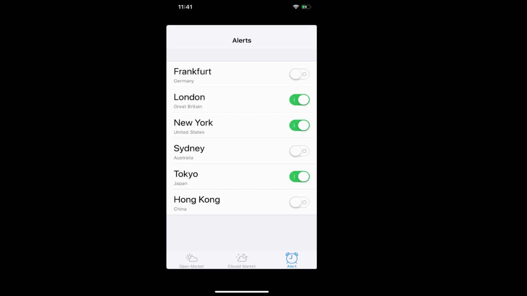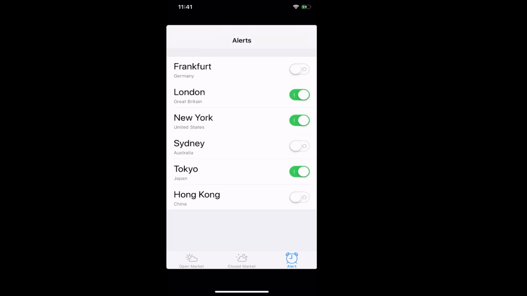Right now I've got the sessions that I want to be notified about, which are the London session, the New York session, and the Tokyo session. Those are the 3 sessions that I have turned on. When the session starts, it will notify me that the London session has just begun, or the New York session, or the Tokyo session. If you want to be notified when the German session begins, you can just click this and it will notify you as soon as it begins.